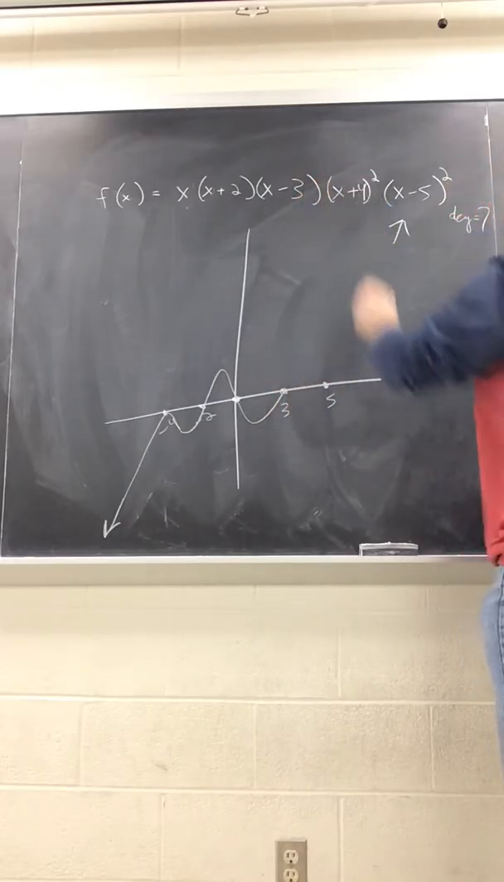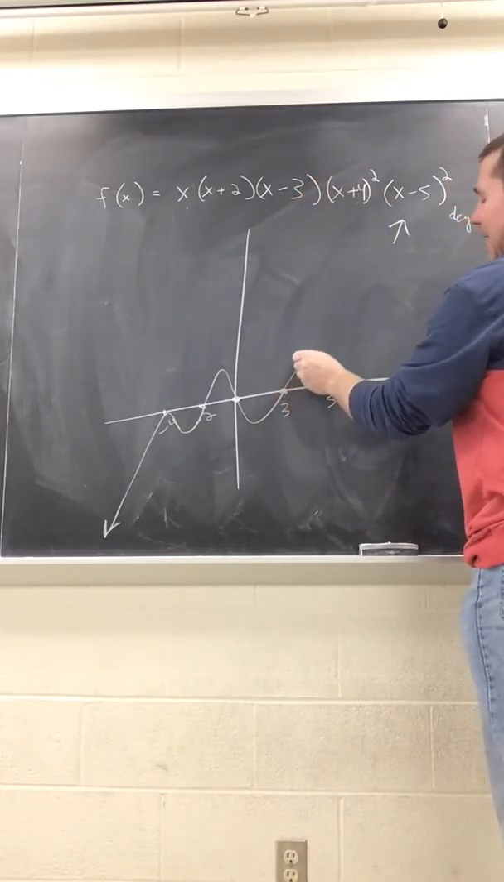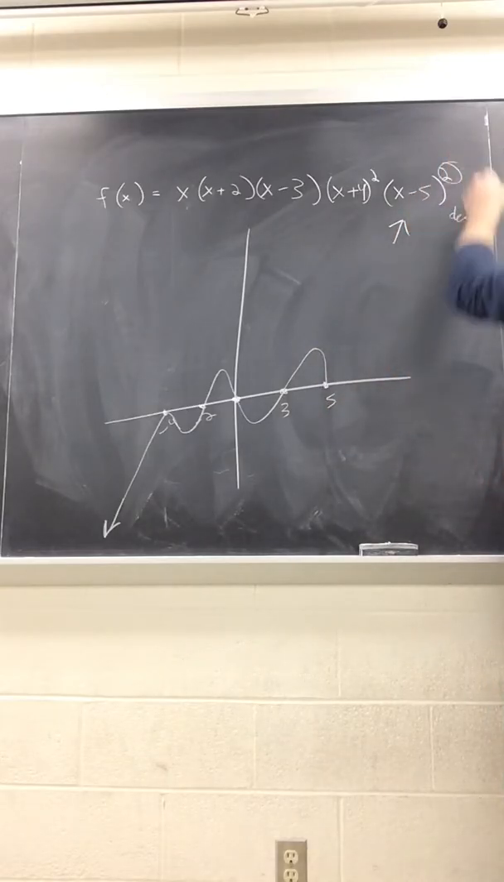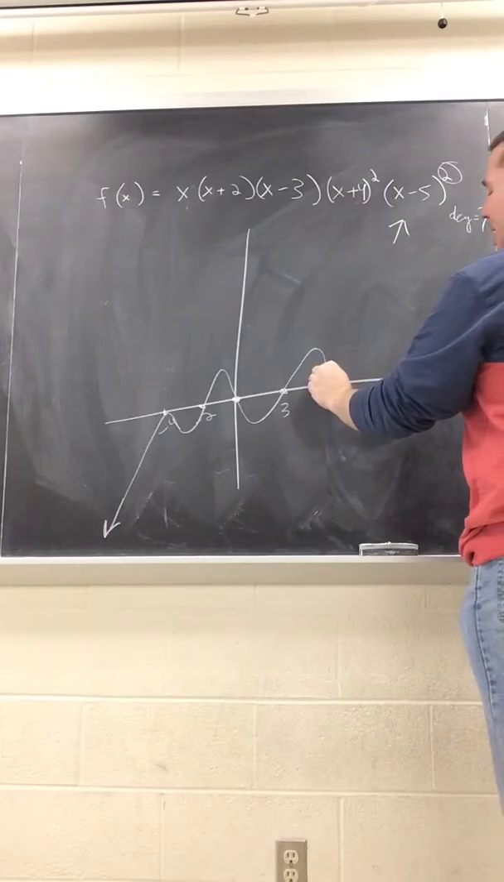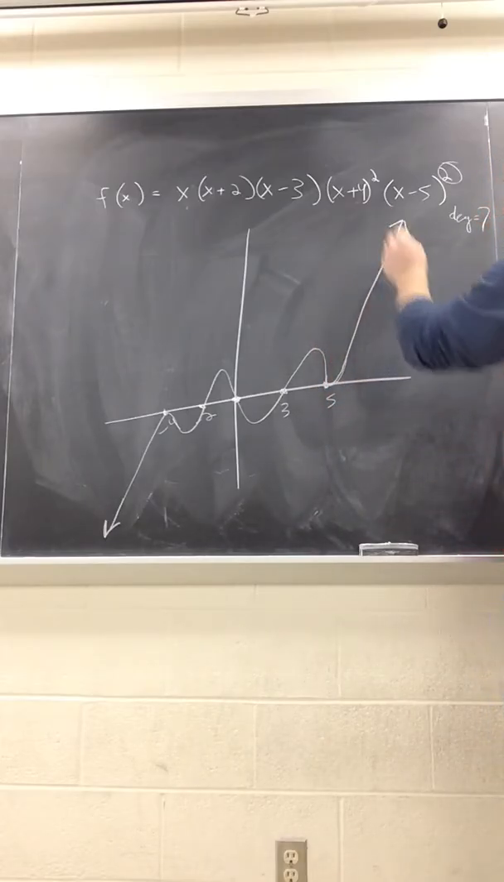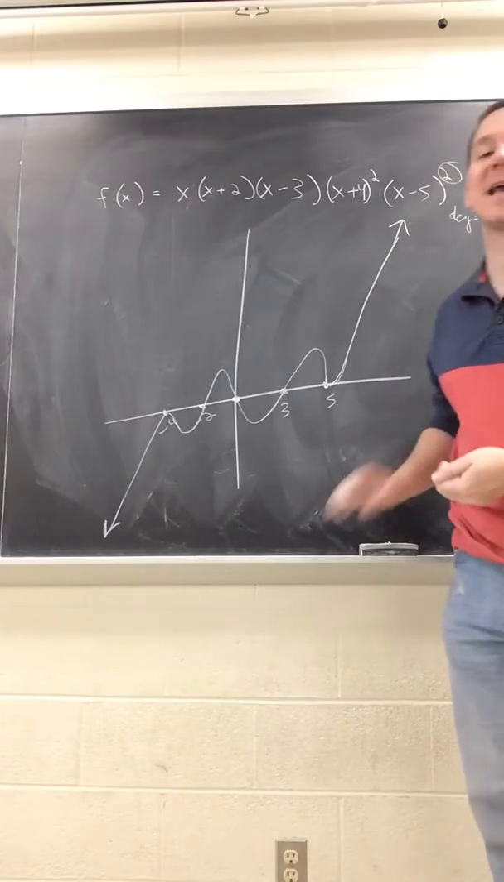At 3, that's x minus 3, odd degree, so I cut through again, but if I go up, I come down. At 5, I get x minus 5 squared. That's even degree, so I bounce off. So I hit 5 and go back up. And hey, that works fine, because it connects me with the arrow I'm supposed to get.